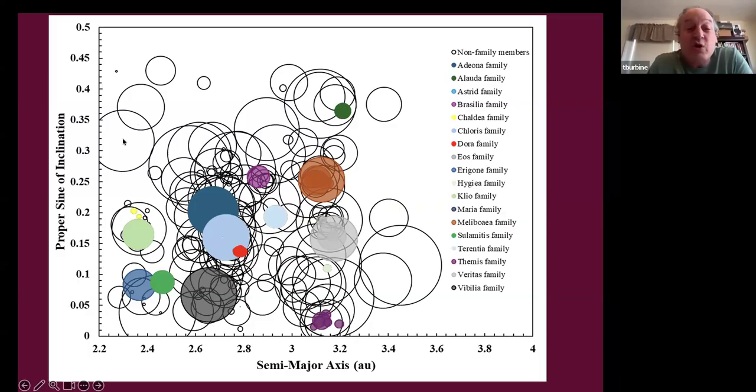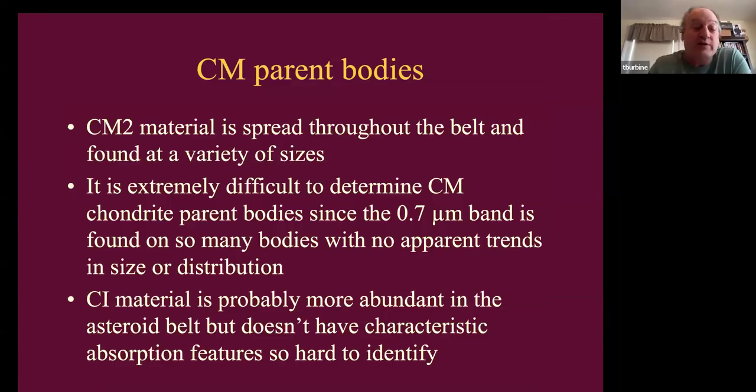But the problem is I don't think you could really say where the CM2 chondrite parent body is. There are too many objects in the belt with no specific trends to be able to say that something is coming from something else. So my conclusion is that this CM2 material that has this 0.7 micron feature is spread throughout the belt. You might be able to say there's some probability of it coming from some family, because maybe it's a young family, but you really can't say that it comes from some specific parent body.